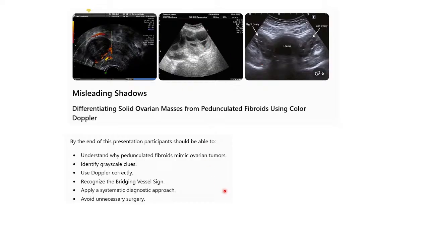So by the end of this presentation, participants should be able to understand why pedunculated fibroids mimic ovarian tumors. You must understand the difference there. So identify grayscale clues, use Doppler correctly, recognize the bridging vessel sign, and also apply a systematic diagnostic approach and avoid unnecessary surgery. So if you are going to write these dubious reports, it will lead to a lot of unnecessary surgeries, which are not called for.